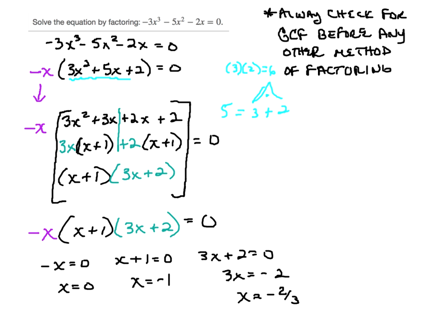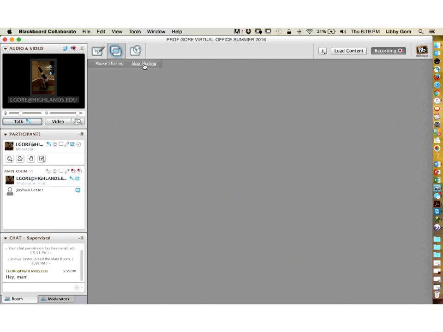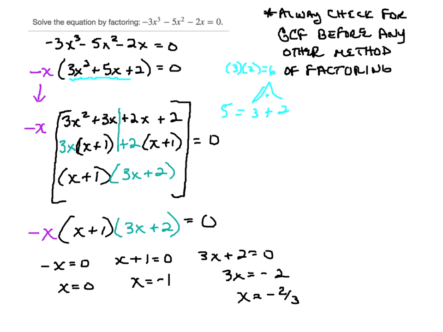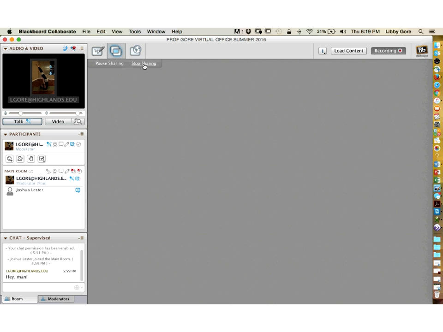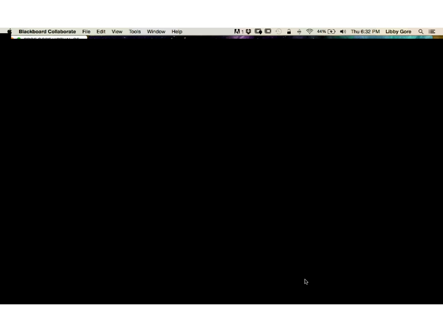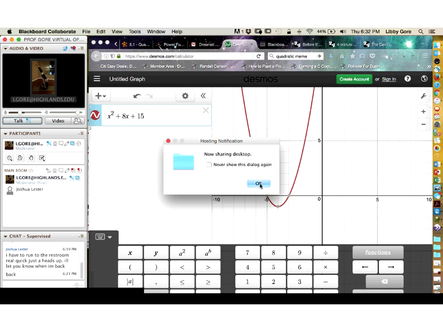Let me write it down, or I will surely forget what the equation is. Let me grab a pen. All right. So we have negative 3x cubed minus 5x squared minus 2x. Okay, let's go check this graph out real quick. Oh, let me write down what we ended up with as solutions. We ended up with 0, negative 1, and negative 2/3. All right. So watch this.